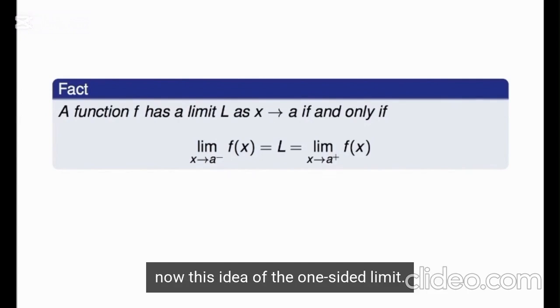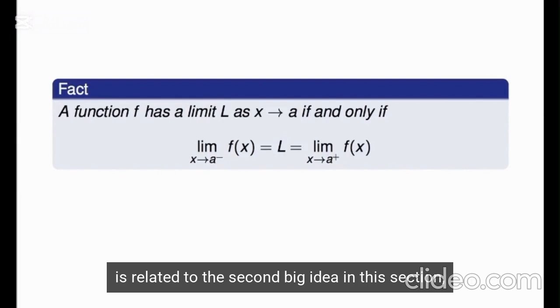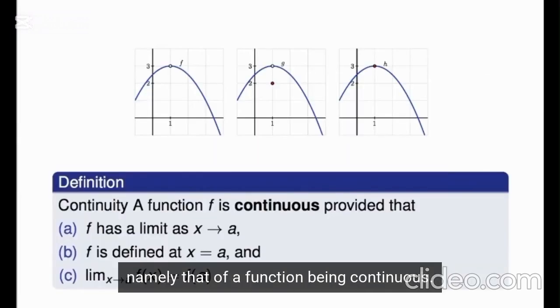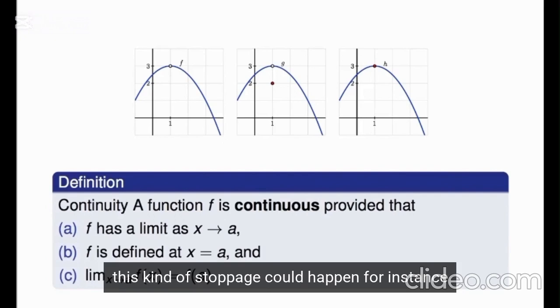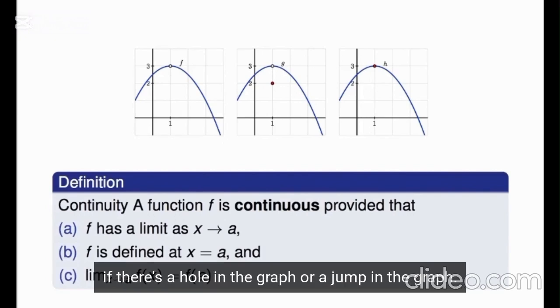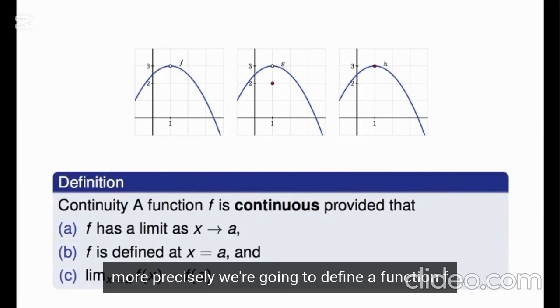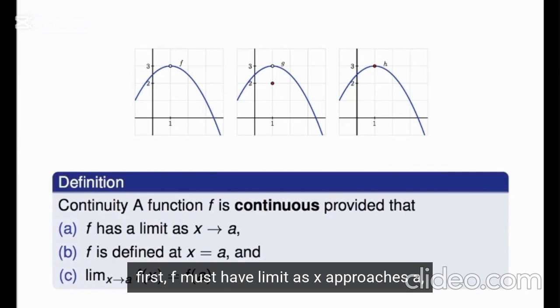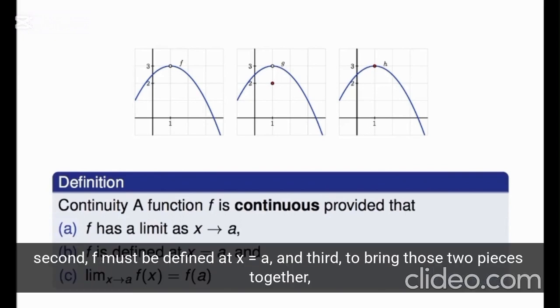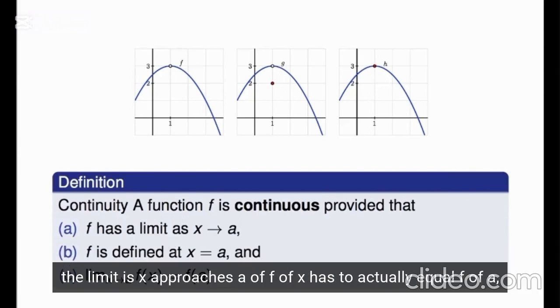Now, this idea of the one-sided limit is related to the second big idea in this section, namely that of a function being continuous, which means its graph can be drawn in a single unbroken stroke without having to stop at any point. This kind of stoppage could happen, for instance, if there's a hole in the graph or a jump in the graph. More precisely, we're going to define a function f to be continuous if three criteria are met simultaneously. First, f must have a limit as x approaches a. Second, f must be defined at x equals a. And third, to bring those two pieces together, the limit as x approaches a of f of x has to actually equal f of a.